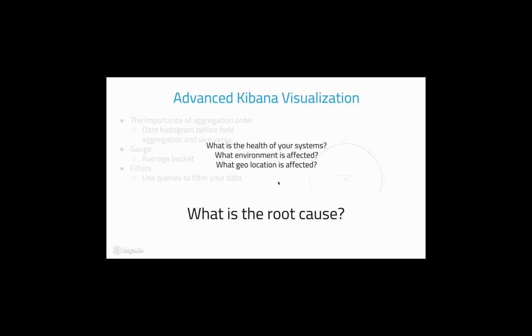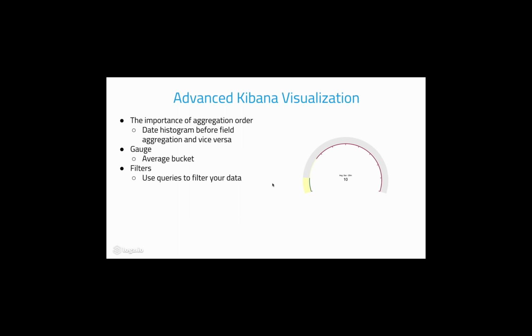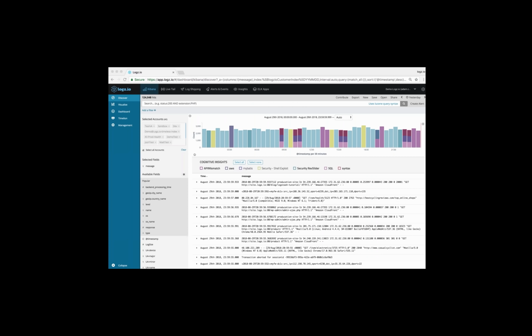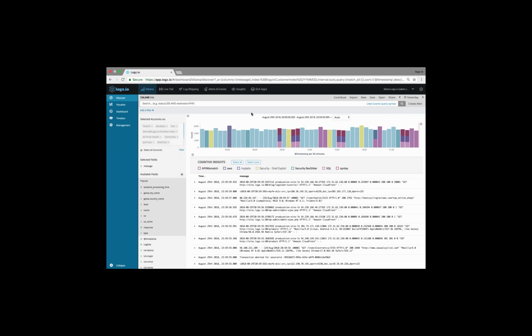All right. So what we're going to talk about today as well. We're going to talk about the importance of aggregation order, so the date histogram coming before the field aggregation and vice versa. We're going to discuss the gauge visualization and something called average bucket aggregation inside of it. And we're going to talk about filters, using queries inside the filters to clean up your data and filter it. So without further ado, let's jump into the Kibana dashboard, and we'll take it from there.